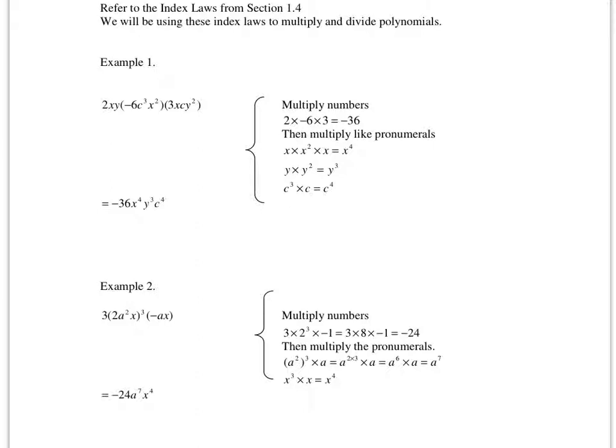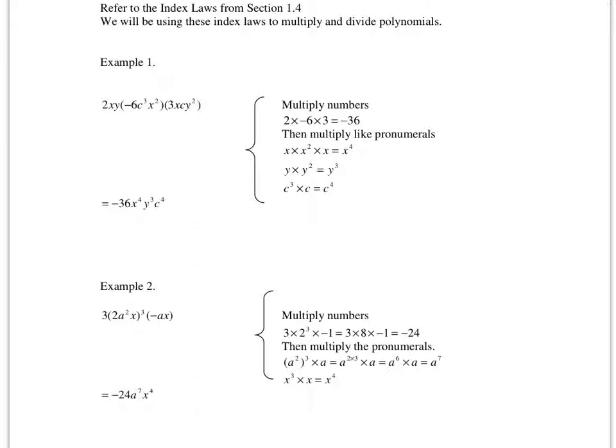So we begin by multiplying the coefficients, that is the constant values that are factors in the expression, and so we multiply 2 times negative 6 times 3 to give us negative 36. Then we begin with the first variable or pronumeral, which is x. x to the power 1 multiplied by x squared multiplied by x. There it's written there.